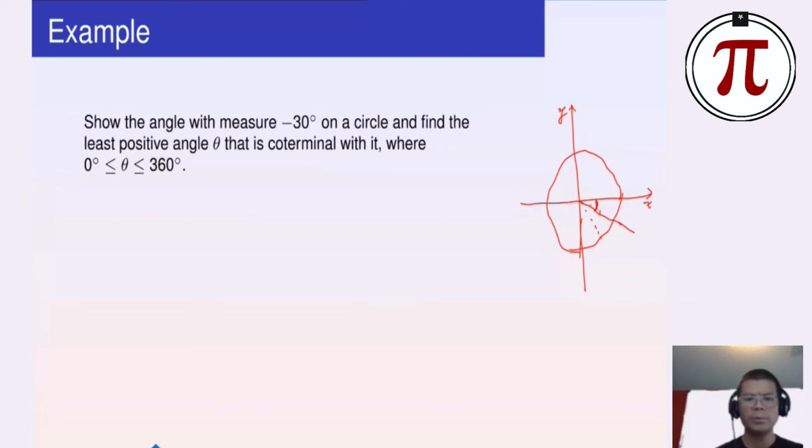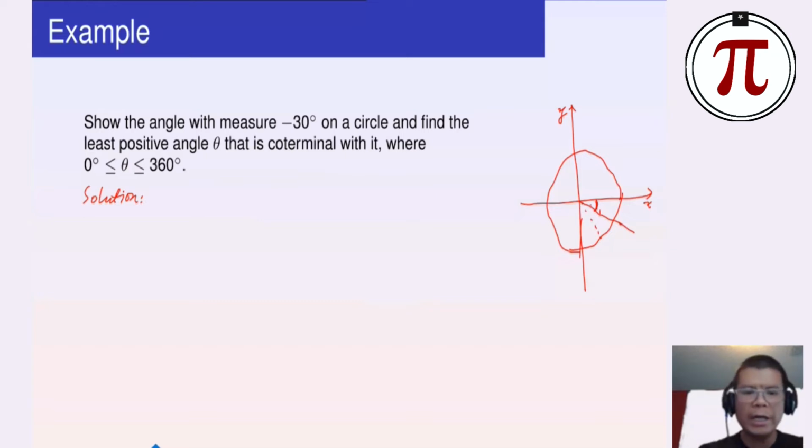Now we want to find the least positive angle that is coterminal with it, where theta is greater than that. Let's see how we do this. Solution: now we want to find a least positive angle.